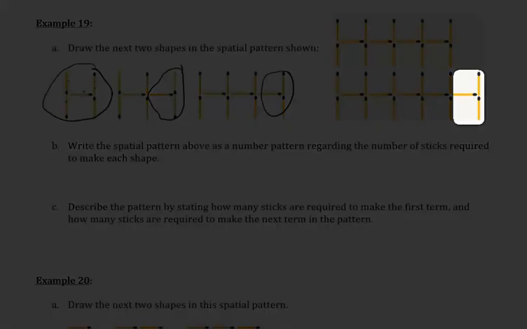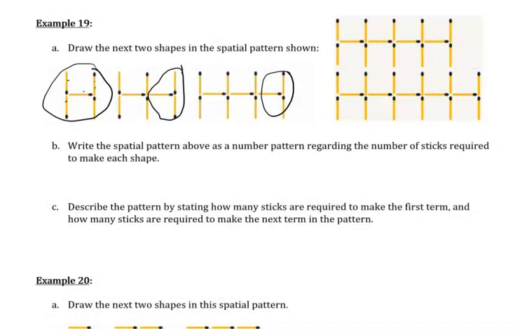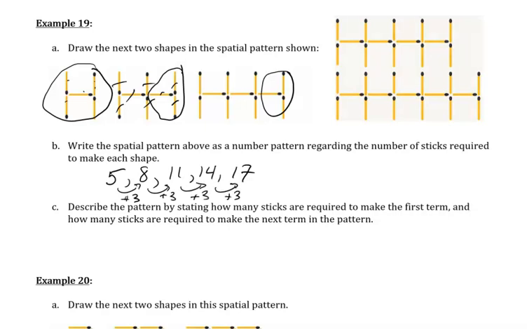Write a spatial pattern above as a number pattern regarding the number of sticks. As I said, the first number of sticks was 5. That made our initial pattern. And then we added 3 to make 8. I might put a little something in there to remind myself how I got there, because if I count 1, 2, 3, 4, 5, 6, 7, 8, I've got 8. Then if I add another 3 and another 3 and another 3, that pattern just continues. And that's how I can work out how I'm getting from here to there.